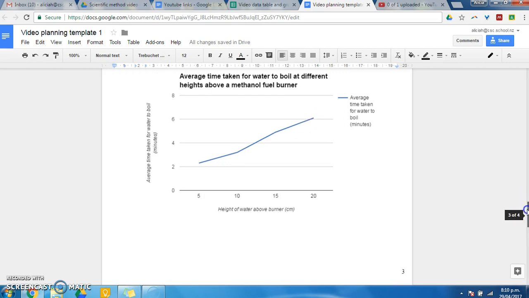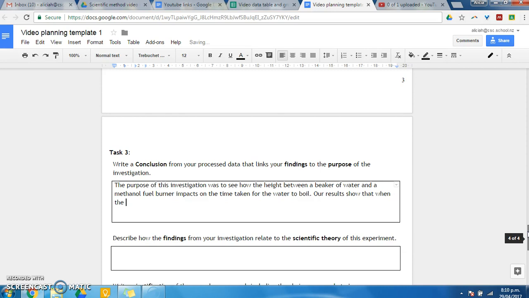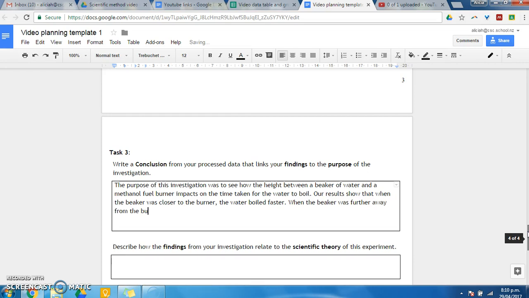So we're going to say something along the lines of, our results show that when the beaker was closer to the burner, the water boiled faster. When the beaker was further away from the burner, the water took longer to boil.